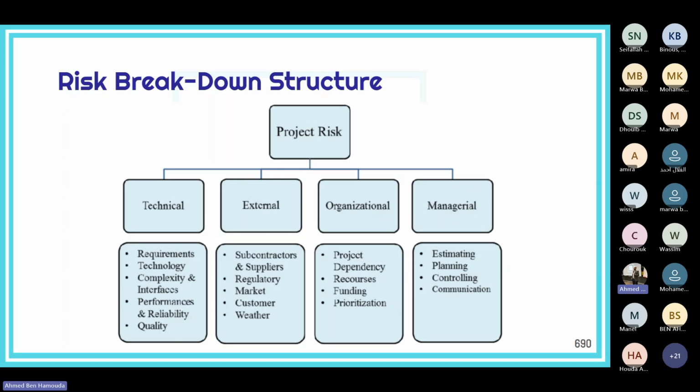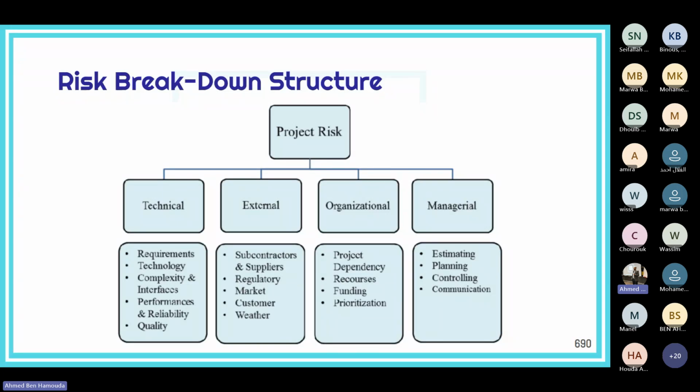Okay, so for example, we say for technical risks, we're talking here about anything related to technology requirements, maybe environments, like technical environments, quality, performance, reliability, etc. So any risks falling under these categories, those are part of the technical risks. For example, external risks, we're talking about anything regarding dealing with subcontractors, suppliers, vendors, regulations, market, customer, weather, etc. Anything coming from the outside.